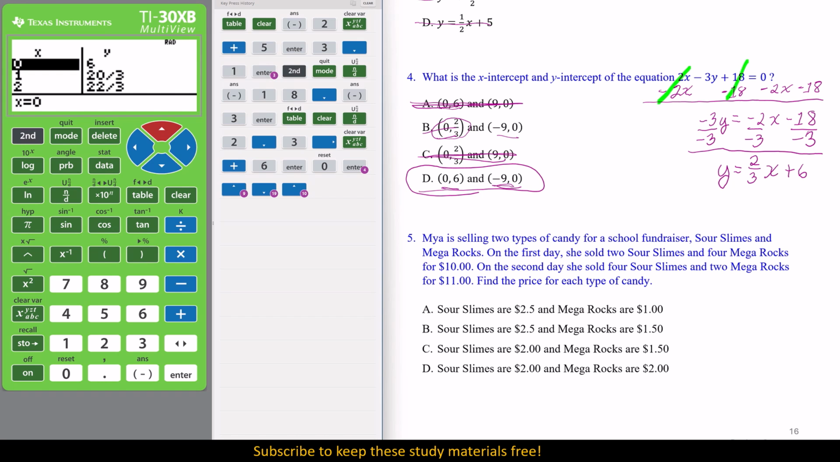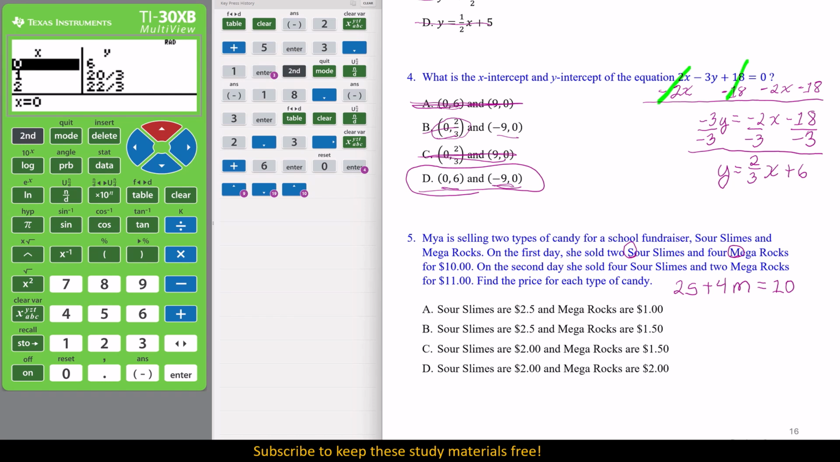Okay. All right. So let's look at number 5. Mia is selling 2 types of candy for a school fundraiser, Silly Slimes and Mega Rocks. On the first day, she sold 2 silly slimes and 4 mega rocks for $10. Okay, I'm going to go ahead and start writing. I'm going to say S for silly slime and M for mega rocks. So I had 2 silly slimes plus 4 mega rocks for $10. Okay, I'm seeing a system being created here.